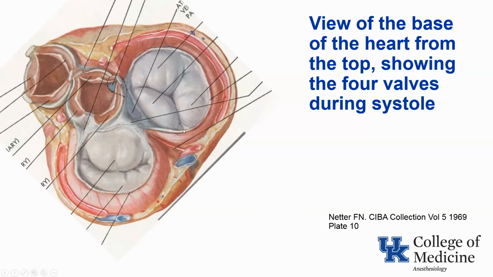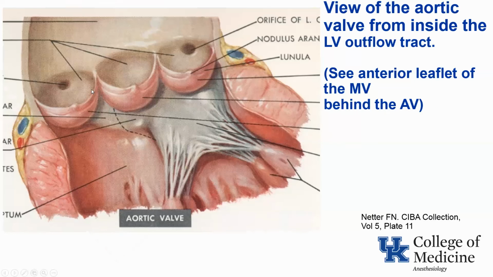This shows these same valves during ventricular systole. So the AV valves are closed and the VA valves are open. This is a more detailed view of the RV outflow tract, showing the anterior leaflet of the mitral valve in juxtaposition with the aortic valve. This is the left coronary ostia and the right coronary ostia, and this is the non-coronary cusp.